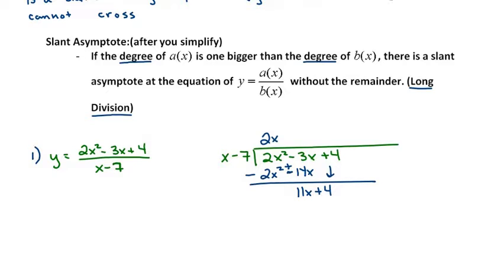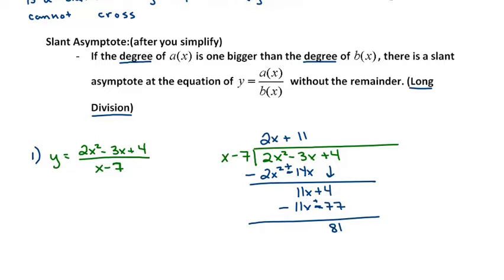Make sure you bring down the next number. Next, 11x divided by x, or how do you turn x into an 11x? Well, it needs a plus 11. So 11 times x, and 11 times negative 7 is negative 77. You draw this line, change these signs, and you get 81 as your remainder.